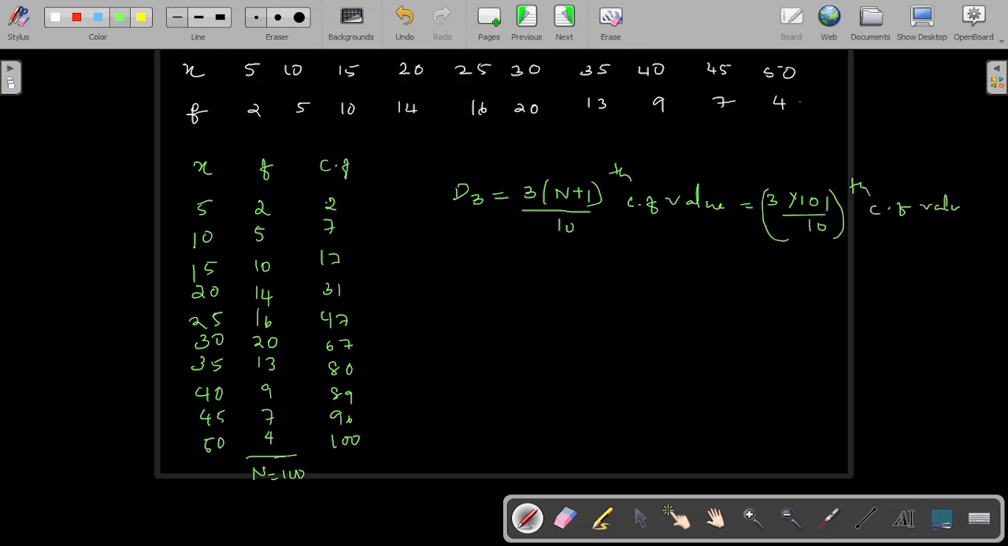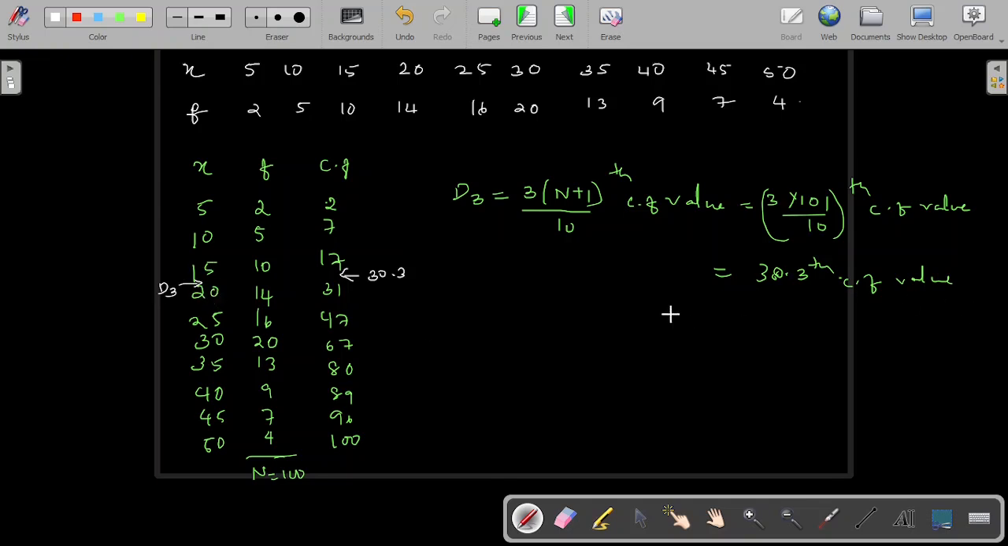So you will get 30.3rd cumulative frequency value. So 30.3 comes within 31. So this will be somewhere in between here, at 30.3 cumulative frequency. As an approximation you can say it is 20, but when you want the exact value, D3 will be somewhere in between 15 and 20.